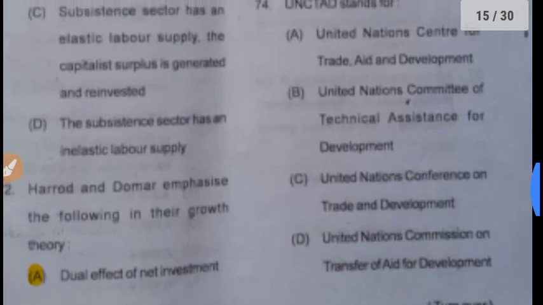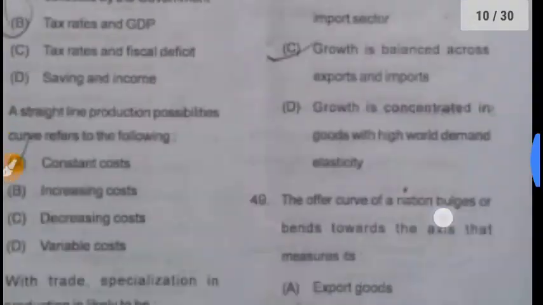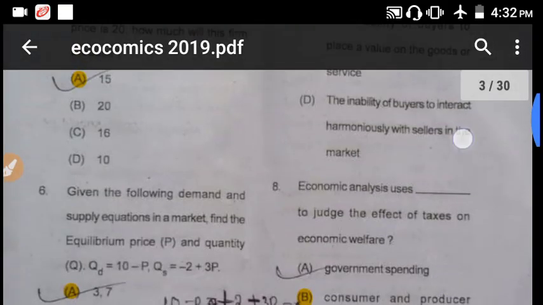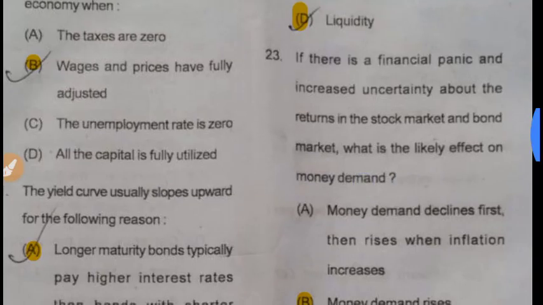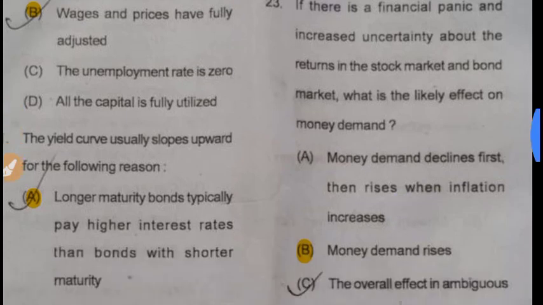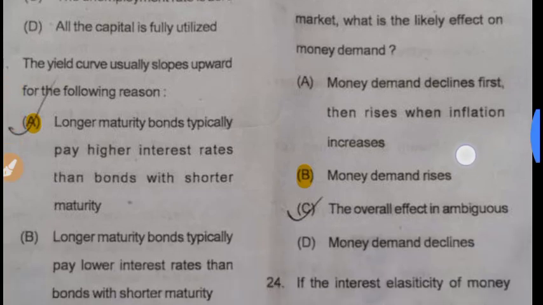Next question is, if there is a financial panic and increased uncertainty about returns in the stock market and bond market, what is the likely effect on money demand? Okay, what will be the likely effect? There will be an increase in money demand. Okay, if there is a financial panic, that will increase uncertainty about the bond market, so people demand money in hand. Okay, because in bonds there is more uncertainty, more risk, so people try to hold cash in hand. Okay, so money demand will rise.